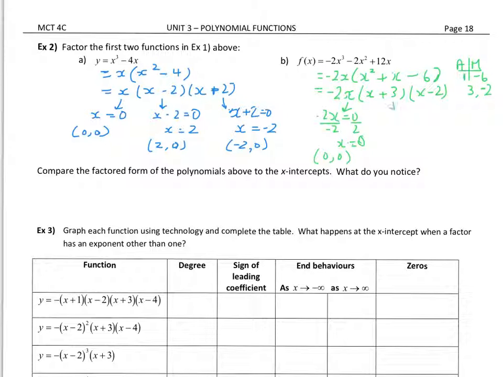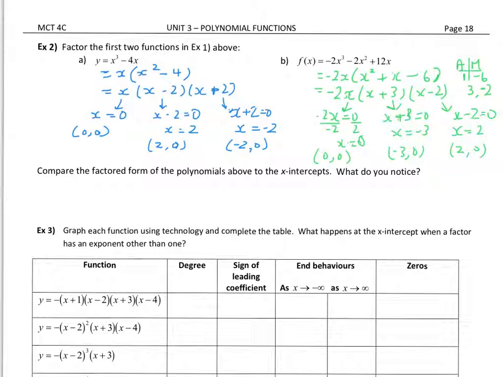The next one, we get x plus 3 equals 0. Then subtract 3 from both sides, and we get x equals negative 3. So negative 3, 0 is an x-intercept. And then x minus 2 equals 0. Add 2 to both sides, and I get x equals 2. So that gives us an x-intercept at 2, 0.